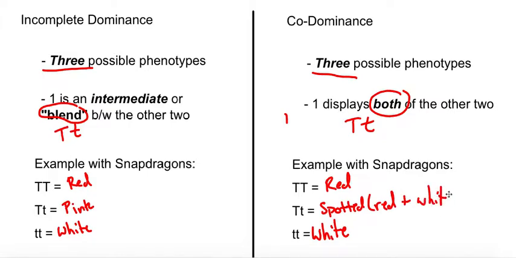Because there's no true recessive trait, red and white are both dominant, both are going to be expressed, so therefore our snapdragons would be spotted red and white.